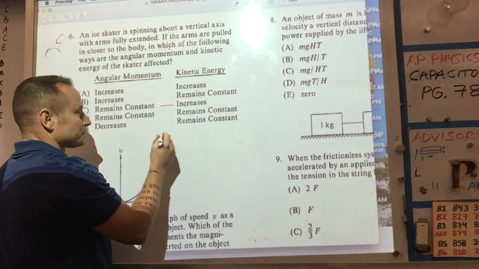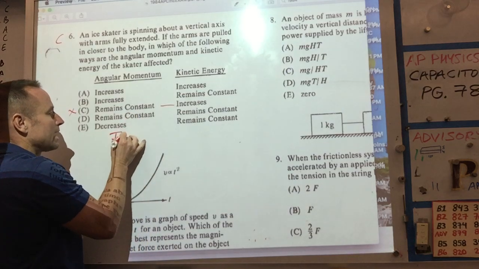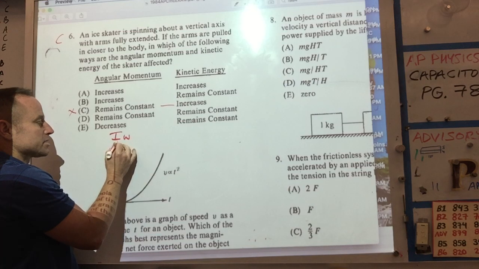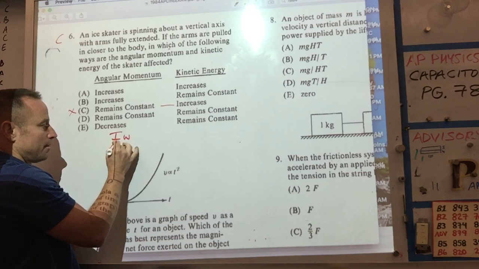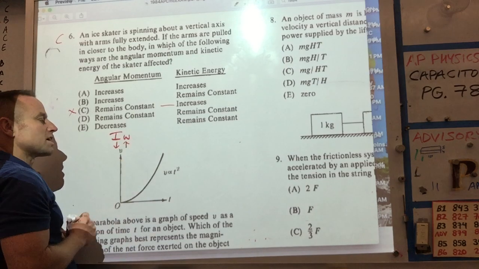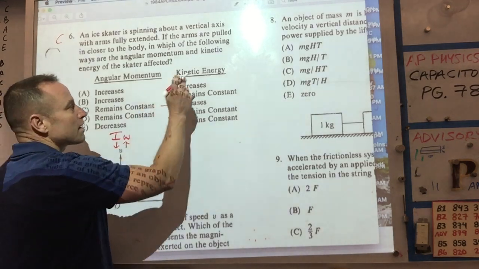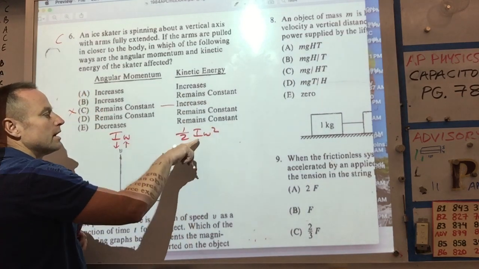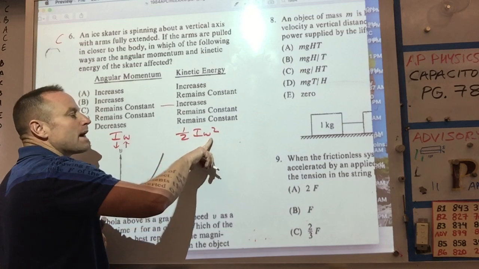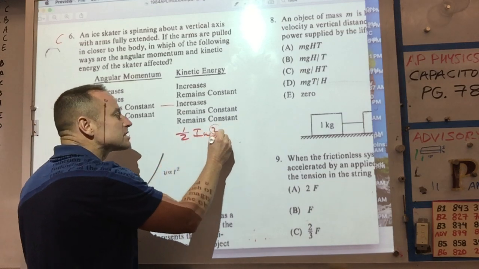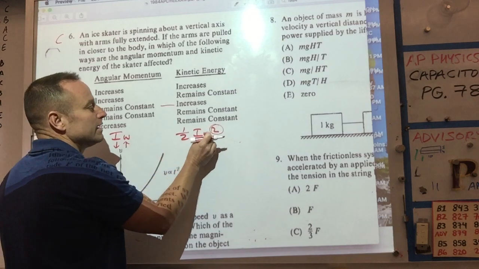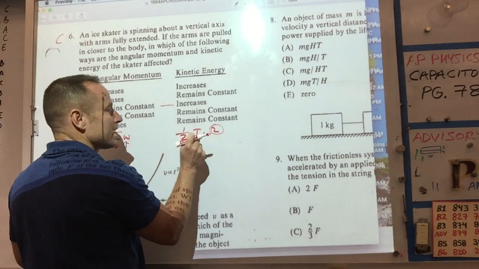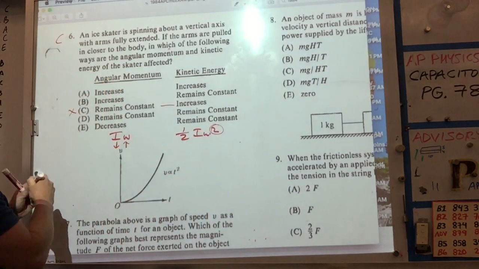Another way to see that: I omega, which is the angular momentum, needs to be constant. When the skater pulls his or her arms in, the moment of inertia goes down and the angular velocity goes up by the same factor. As far as the kinetic energy, that's 1/2 I omega squared. Well, I goes down by a certain factor and omega goes up, but the omega gets squared. So the effect of omega going up is greater than the moment of inertia going down, so the energy is going to increase, and that's why that one's C.